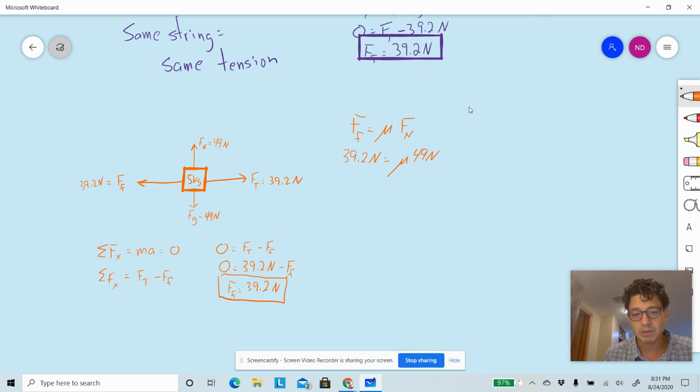Okay, well, you need mu by itself, so let's divide this side by 49 newtons. We'll divide this side by 49 newtons. Those will go to 1. 39.2 divided by 49, 0.8 equals mu.